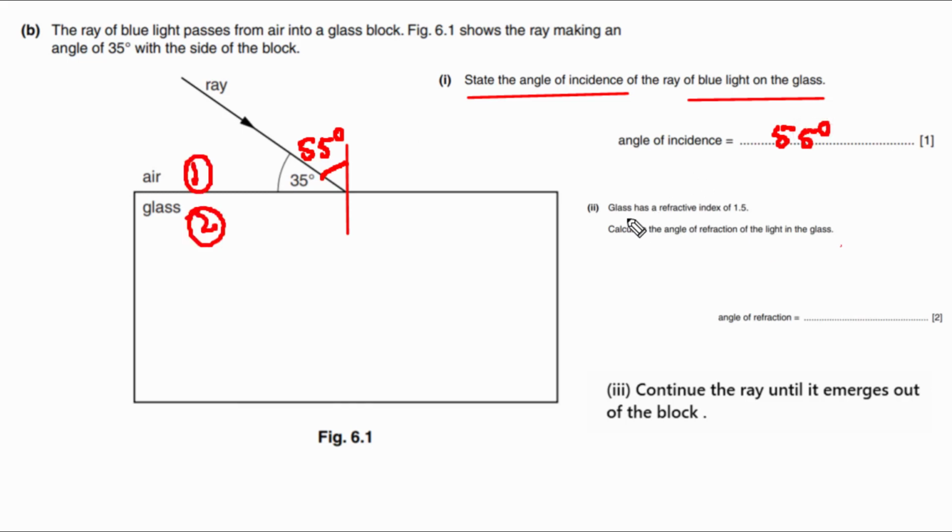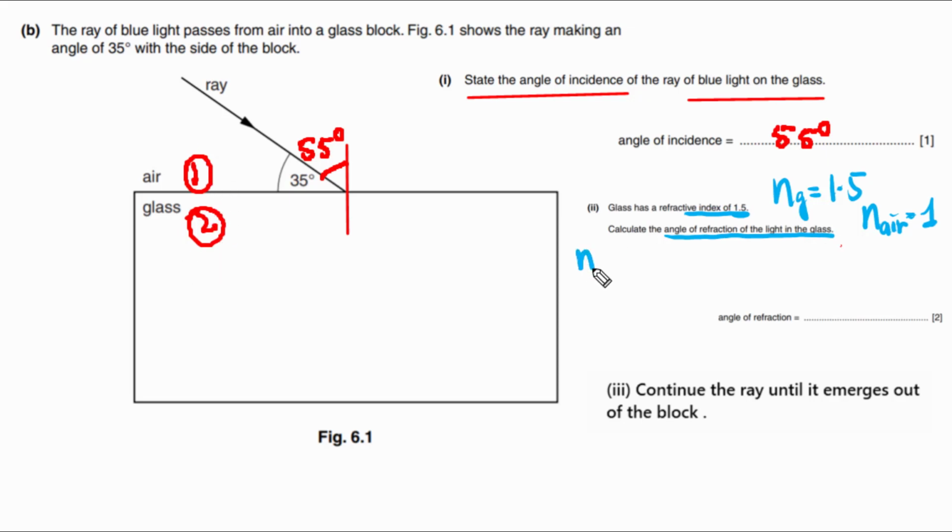For the second part, the refractive index of the glass is given. We can simply say this is n_g, equal to 1.5. But the refractive index of air is equal to 1. We need this information in order to calculate the angle of refraction of light in the glass. Let's say this is medium 1 and this is our second medium.